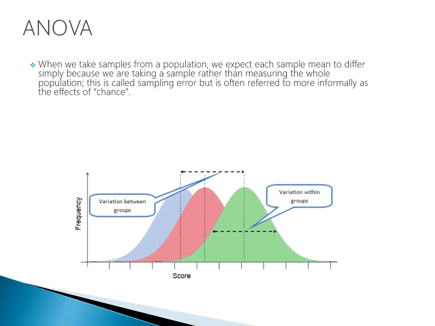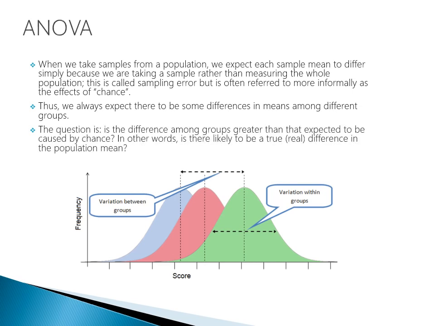When we take samples from a population, we expect each sample mean to differ simply because we're taking a sample rather than measuring the whole population. This is called sampling error, but is often referred to more informally as the effects of chance. Thus, we always expect there to be some differences in means amongst different groups. The question is: is the difference among groups greater than that expected to be caused solely by chance? In other words, is there likely to be a true, real difference in the population mean?